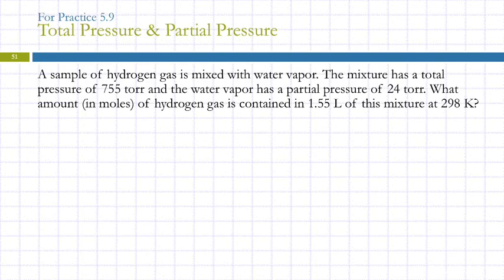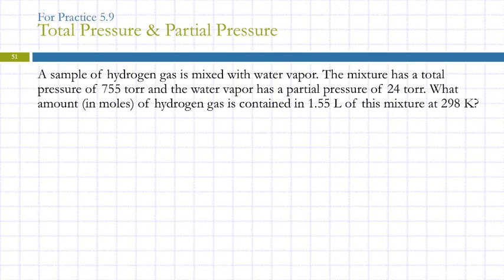Okay, here's another one. A sample of hydrogen gas is mixed with water vapor. So this is not a dry gas, this is what we call a wet gas. Because what makes a towel wet? It's got water in it, right? So if a gas has water vapor in it, then it's considered a wet gas. The mixture has a total pressure of 755 torr, and the water vapor has a partial pressure of 24 torr. What amount in moles of hydrogen gas is contained in 1.55 liters of this mixture at 298 Kelvin?